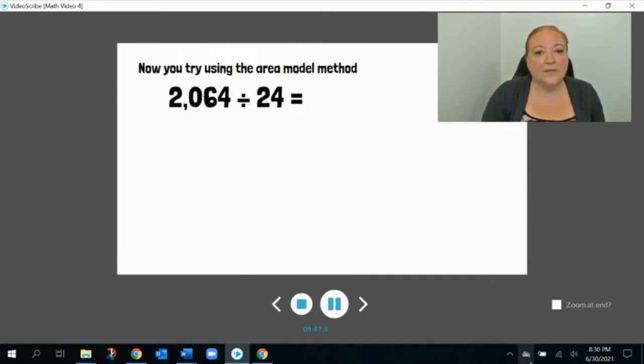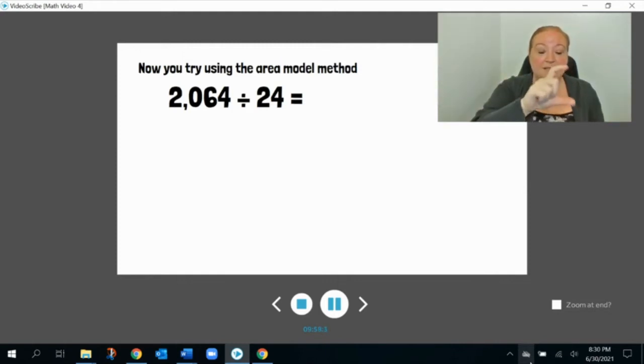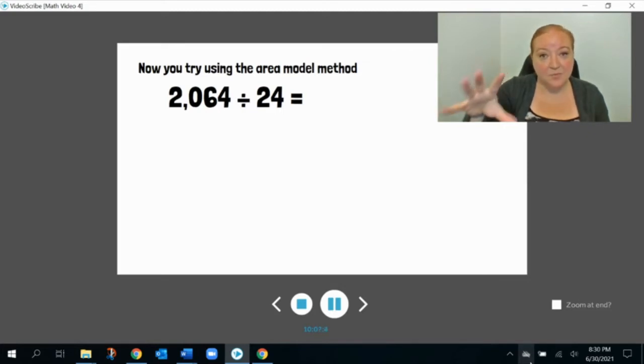Okay. So now I want you to try using the area model. I'm going to give you a full 2 minutes. And this is a really good time to take your time and work through it. Remember, you need a box for each of your dividend's place values, okay? And in case you missed it, you should be working out this problem right now.